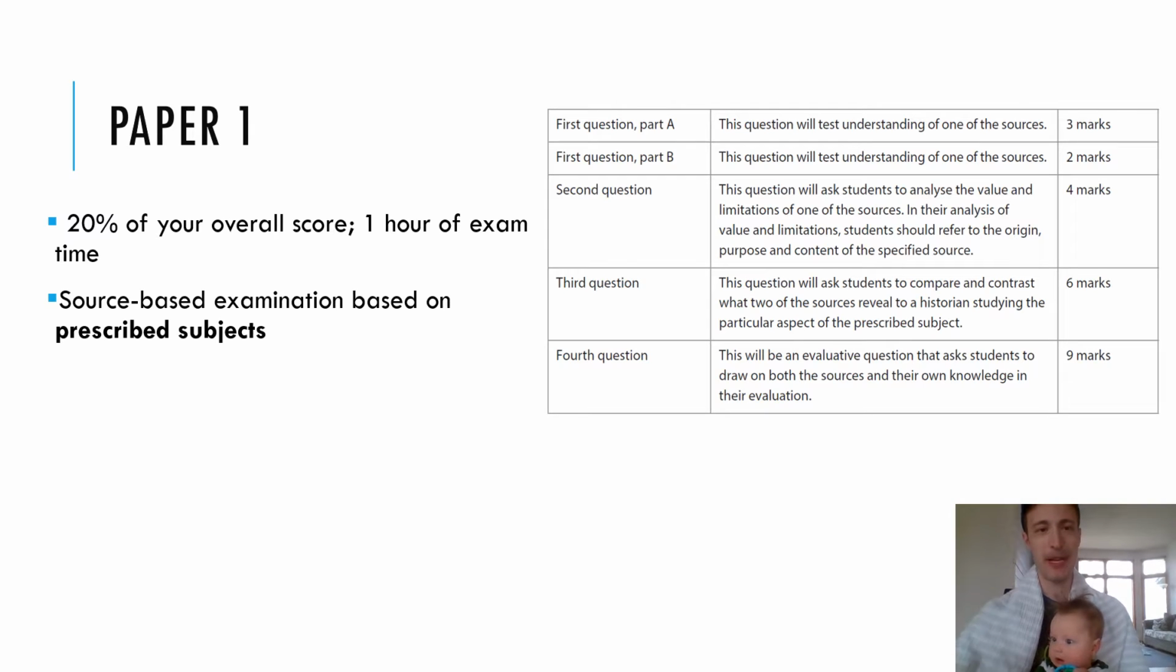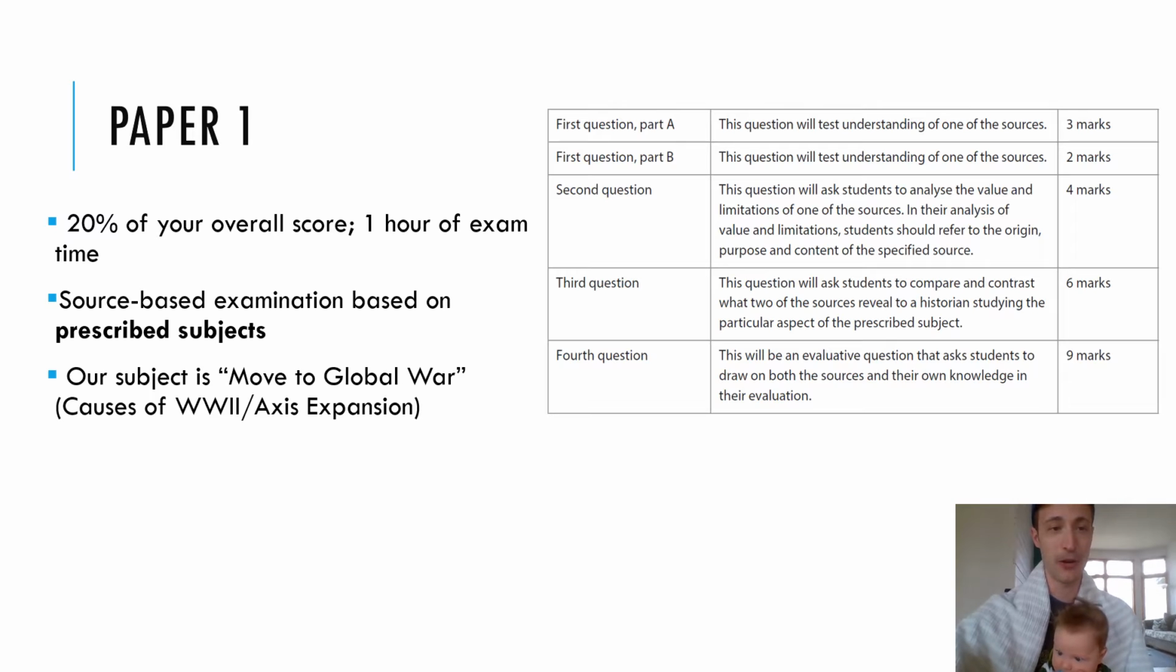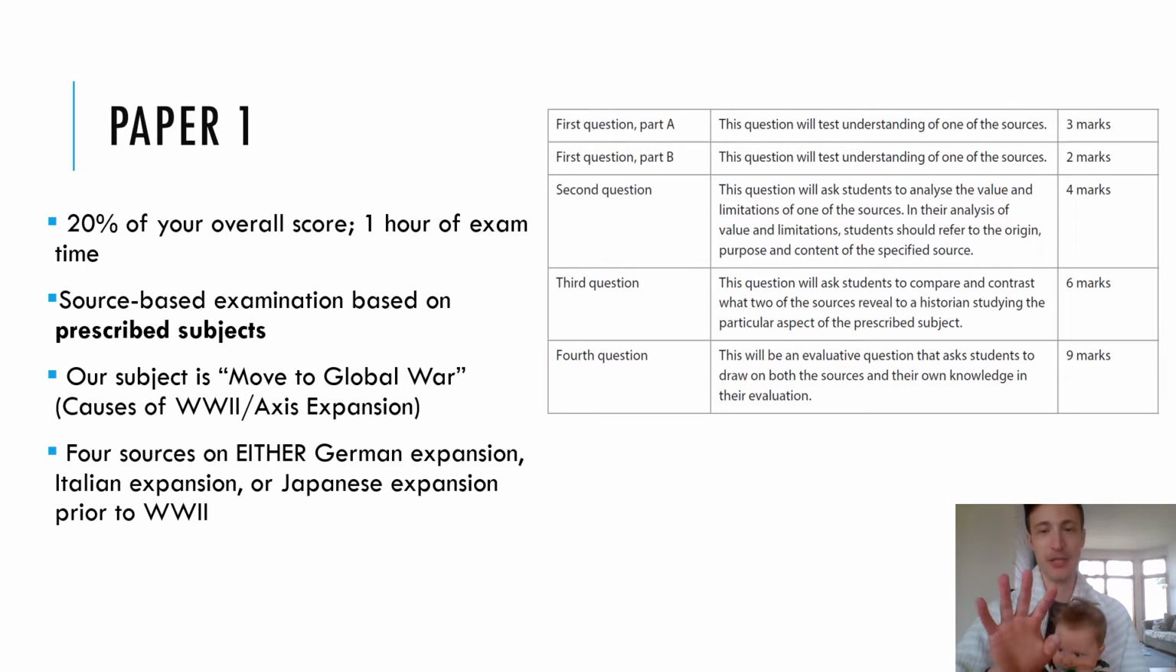It's a source-based examination based on the prescribed subjects, and all that means is that you've got to do the one that we actually covered in class, which was the move to global war. Our subject is move to global war, which was the causes of World War II or Axis expansion. So it's going to be on one of 2.5 topics, basically. It's going to be 4 sources, and it's either going to be on German expansion, Italian expansion, usually the invasion of Abyssinia, or Japanese expansion, especially related to Manchuria and China.